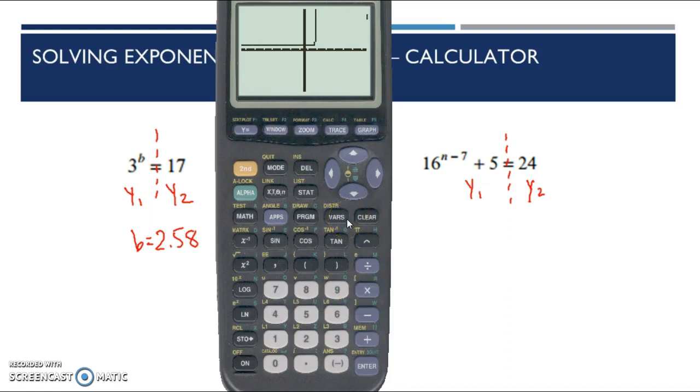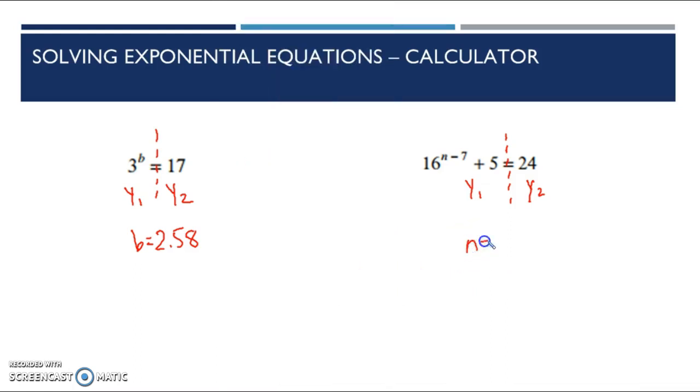Now we'll just graph. I'm going to have an exponential, and then I need a horizontal line. I can see all of it. I can see that intersection. So second trace 5, enter, enter, enter. And my x value is my answer, which we get 8.06. So n equals 8.06.